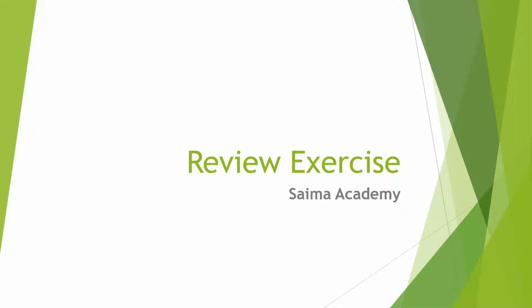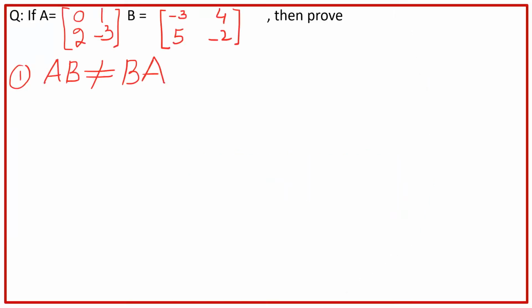In this review exercise of matrices and determinants, we will solve a few more questions. Here is a question. Suppose A is equal to this matrix, B is equal to this, then you have to prove AB is not equal to BA. In case of matrices, AB is not equal to BA. First of all, we will find AB and then we will solve for BA. So first is A and B.